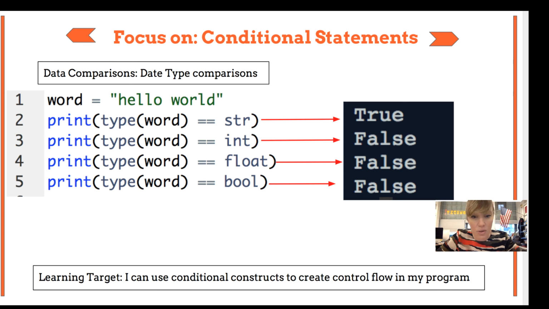For an example of how you would use this in code, you could say, I stored the string hello world in a variable named word. So word here refers to the string hello world. And I say print the answer to this question: is the type of data stored in word equal to a string? The type of word is equal to string, so it prints out true. It's not equal to an int, a float, or a Boolean, so when I ask it to print the answer to the question, is the type of word equal to int, it will say false. And likewise for float and Boolean.